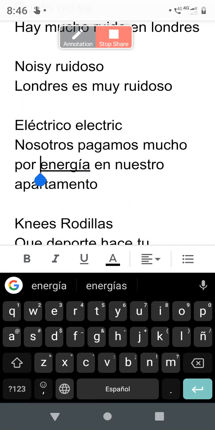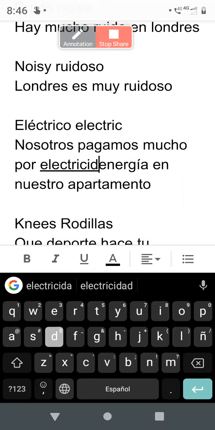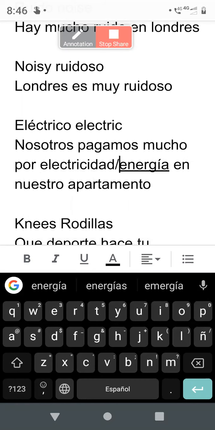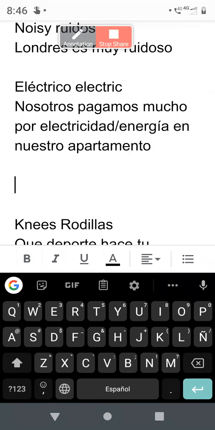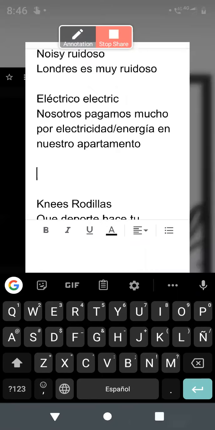Now, this is what I was going to show you. Por electricidad is electricity, but here in Colombia, when we speak about the electricity bill, we call it energy. We pay a lot for energy in our flat or apartment. What we mean is electricity when we use energía, which is energy. Okay, so go ahead, pronunciation. Nosotros pagamos mucho por electricidad en nuestro apartamento. Epa. Listo, la que sigue.